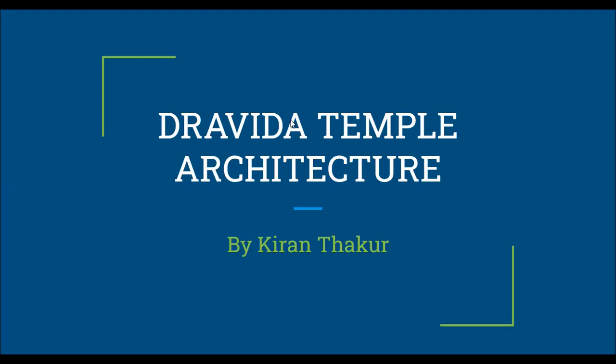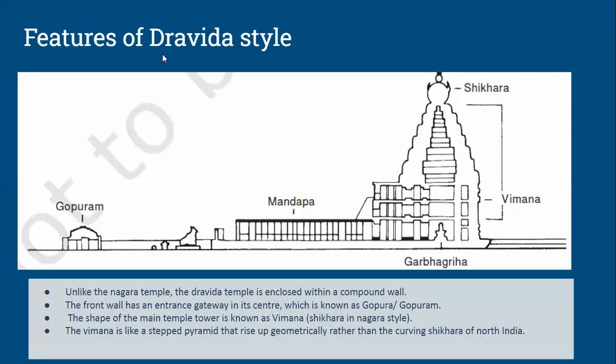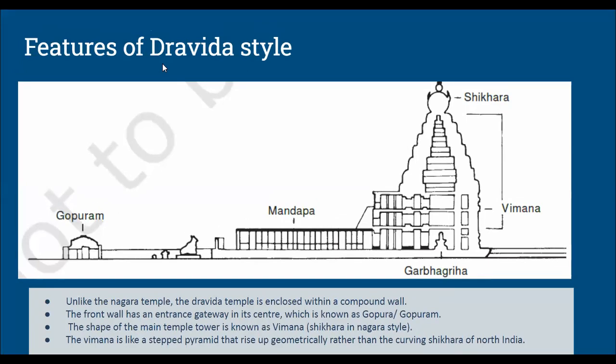All right, great. Let's begin with the features of the Dravida style of temple architecture. In the previous session, we have broadly seen the features of the Dravida style. Now, what type of questions can be expected in mains? The first basic question which can come in mains is: explain the features of the Dravida style of temple architecture. So what are we supposed to write if this is the question?